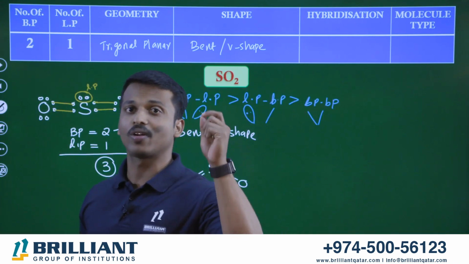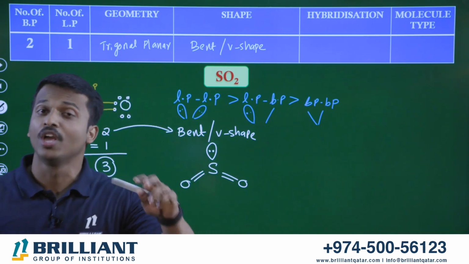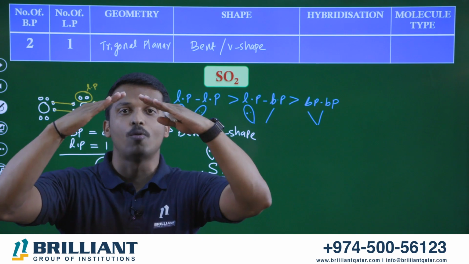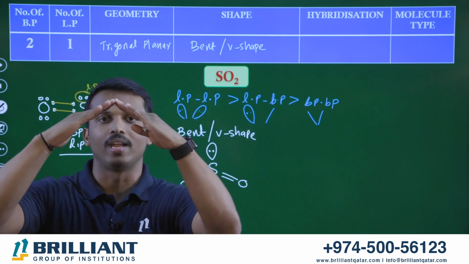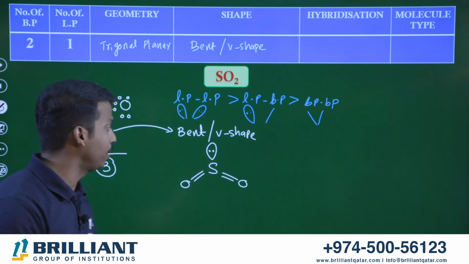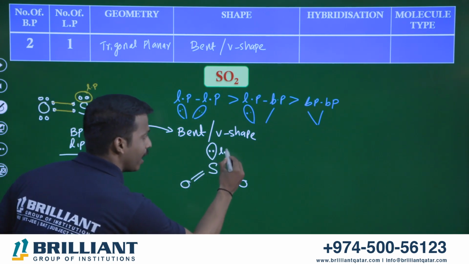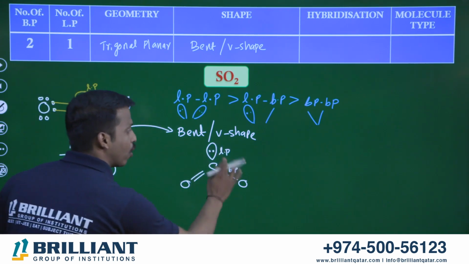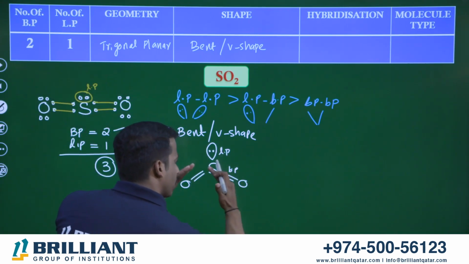I told you, when you are determining the shape of a molecule, you need not bother about how the lone pair is located. Just leave it. How is the bond pair located? Just like a bend geometry, bend or V shape. Then why is it bent? Because, dear all, you can see this is a lone pair and this is a bond pair. They will repel. Bond pair and lone pair will repel, so these bonds will come closer.